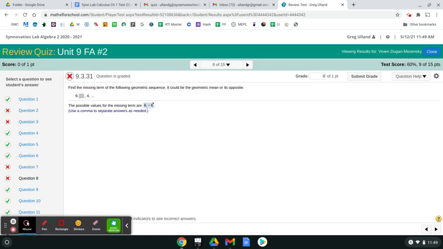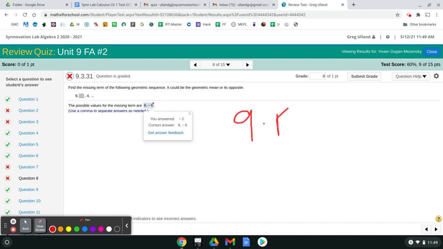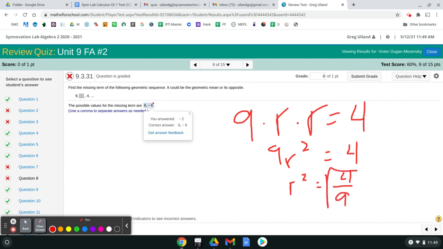Okay, so geometric sequence, so we're multiplying 9 times r again, and that gets us to 4. So r squared times 9 is 4. So r squared is 4/9. Now, if you take the square root of this, you get r equals the square root of 4/9 is 2 over 3. So when I multiply 9 times 2/3, now here's the thing.